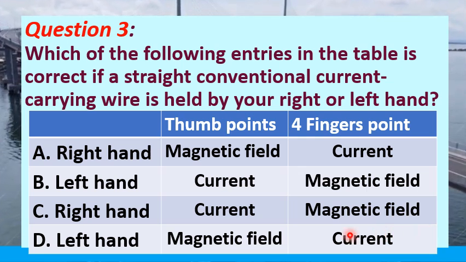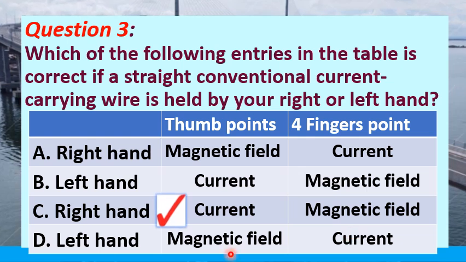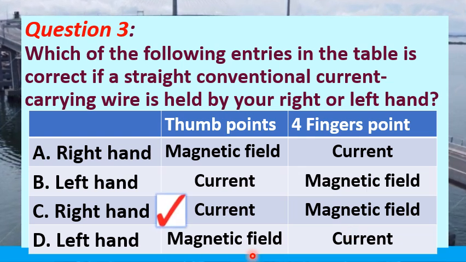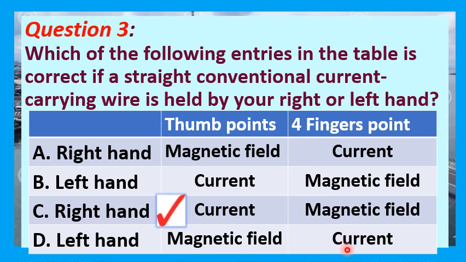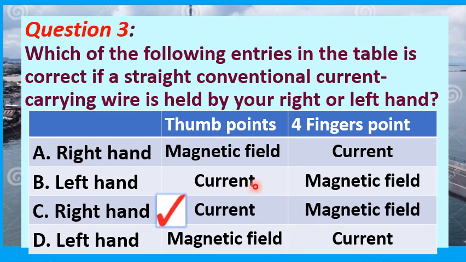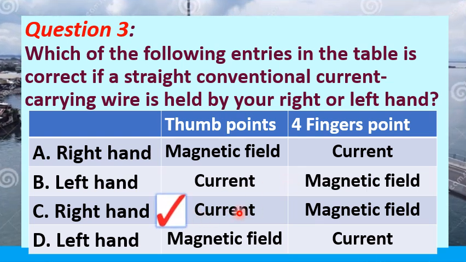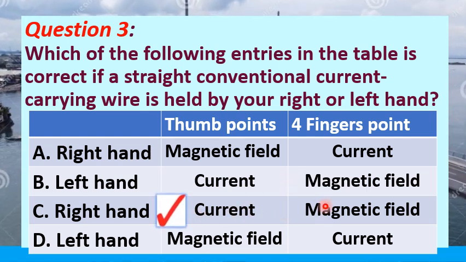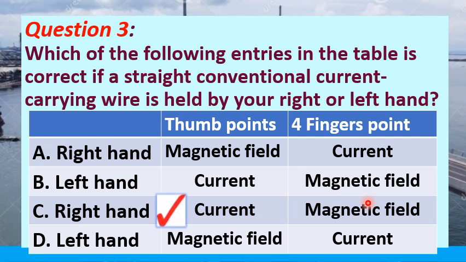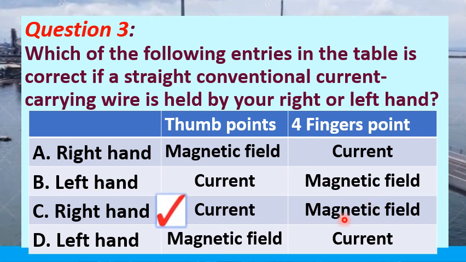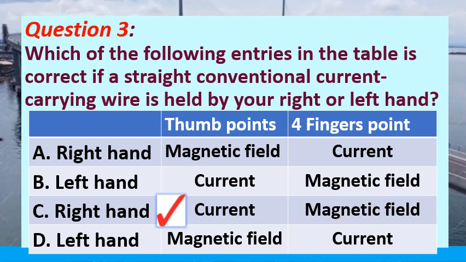The correct answer is option letter C. When the right hand is used, the thumb points in the direction of the conventional current, and the four fingers when curled point in the direction of the magnetic field.